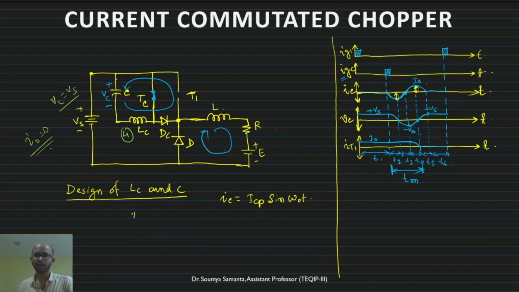Now what is ICP? ICP can be written as Vs by omega naught Lc. What is omega naught? Omega naught equals 1 by root of Lc, because there is an LC oscillatory circuit, and this is the frequency of the oscillations in the LC circuit. So that gives this one.